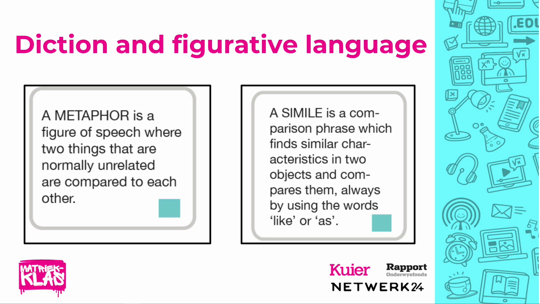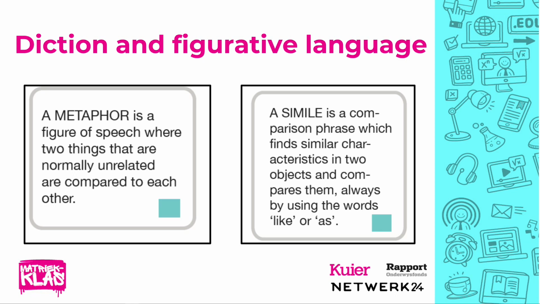Now, the metaphor is a figure of speech that compares two things that are generally unrelated to one another. And I'll explain a little bit further. A simile is a comparison which finds similar characteristics in two objects and compares them. And always, guys, when there is a simile, you are going to find the word as or like. Okay? So a metaphor is a comparison that does not have as or like.